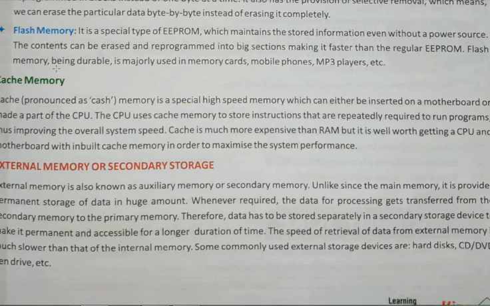External memory or secondary memory. External memory is also known as auxiliary memory or secondary memory. Whenever we require data for processing, it gets transferred from the secondary memory to primary memory. Therefore, data has to be stored separately in the secondary storage device to make it permanent and accessible for a longer duration of time. With secondary memory, if we have a Word file and save it, you can see that file whenever you want.